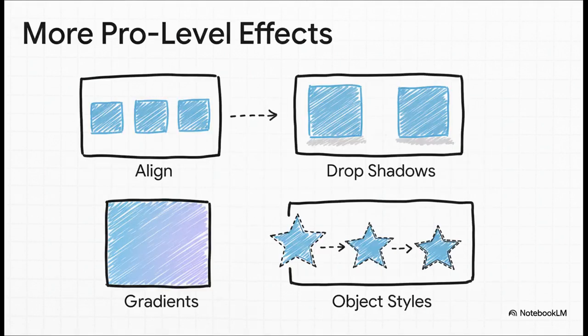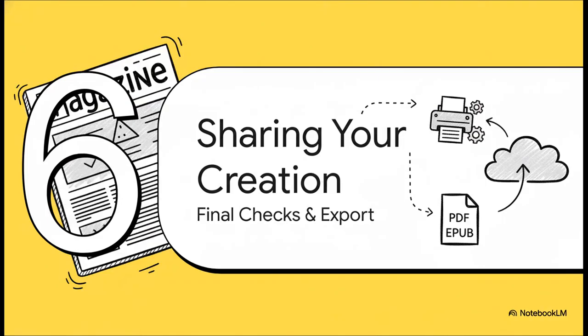And of course, there's a lot more in the toolkit. You can use the Align panel to line things up perfectly, add subtle drop shadows to give things depth, use gradients for cool color blends, and just like with text, you can use object styles to apply the same effects to multiple images instantly. Your design is done.